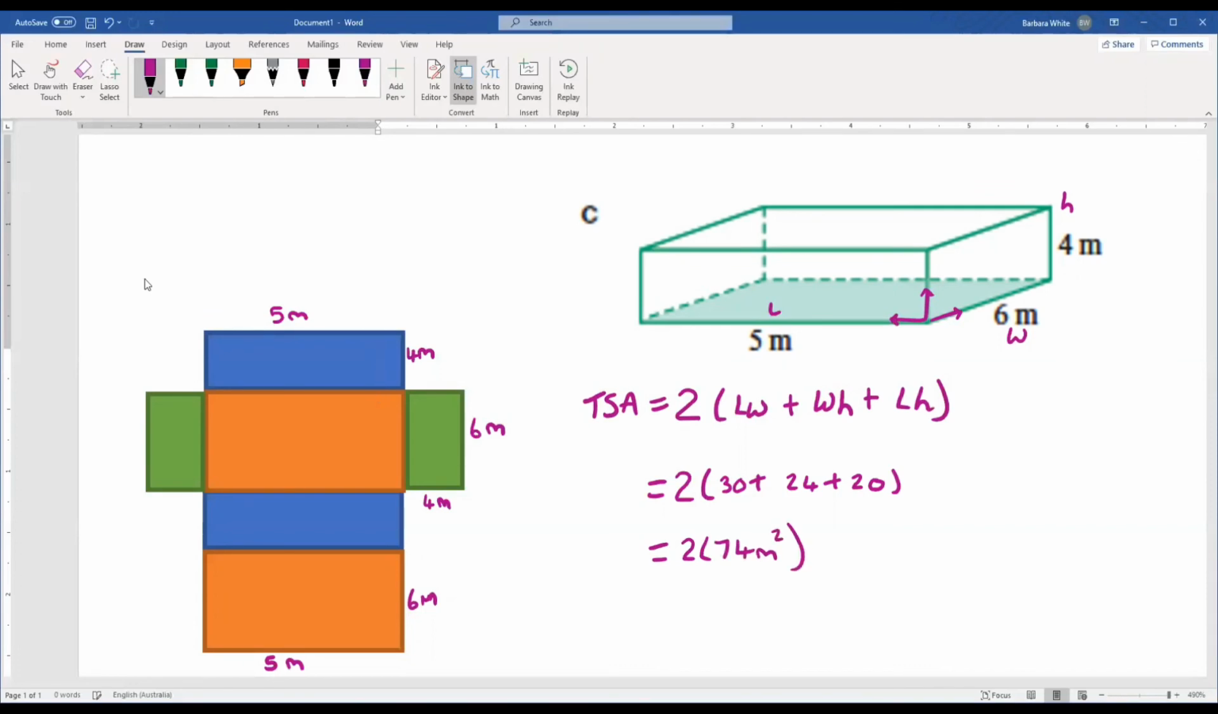Put the units in there. And that comes to 148 meters squared. Now you know that this is meters squared. It's a 3-dimensional shape, but you're folding it out flat and finding the area of the surface. So the units are square meters. So you write the formula, put in the numbers, do the sum, and draw the net for each of the shapes.